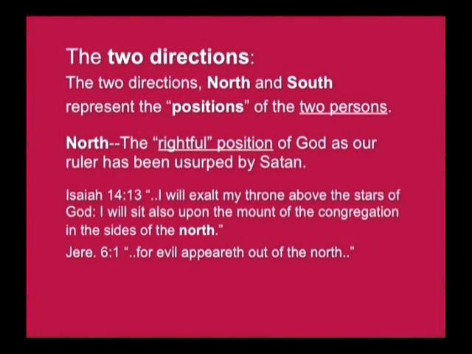The two directions of north and south represent the positions of the two persons. North, the rightful position of God as our ruler, has been usurped by Satan. Isaiah 14:13 says, "I will exalt my throne above the stars of God. I will sit also upon the mount of the congregation, in the sides of the north." And Jeremiah 6:1 says, "Evil appears out of the north." So Satan clearly is shown here in the Bible trying, by direction, to associate himself with the rulership of God.